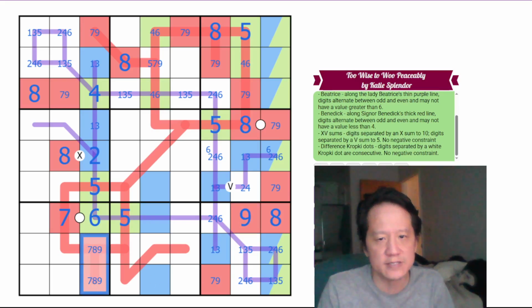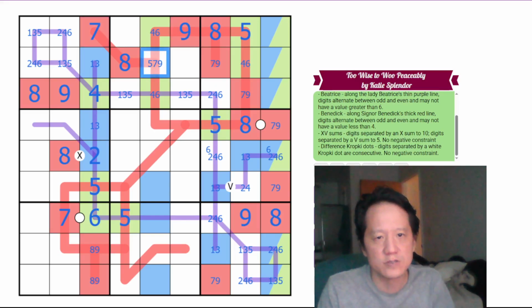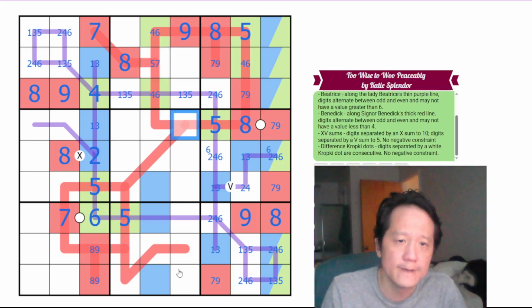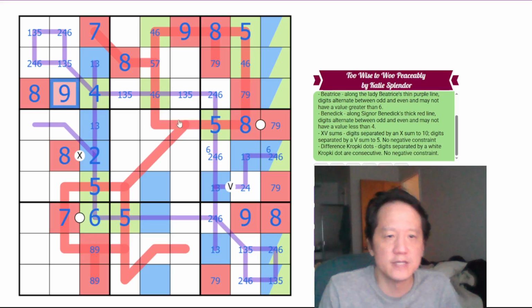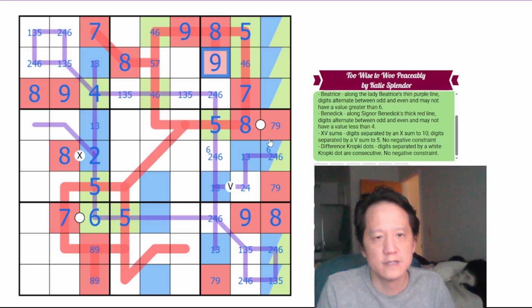It also eliminates 7 here, so it's an 8, 9 pair, which eliminates, this 7 eliminates 7 here, so it's a 9, which makes that a 7, which makes that a 9. So this cannot be 9 here. This 9 eliminates 9 here, so it's 7, which makes that a 9. This 9 eliminates 9 here, it's 7.